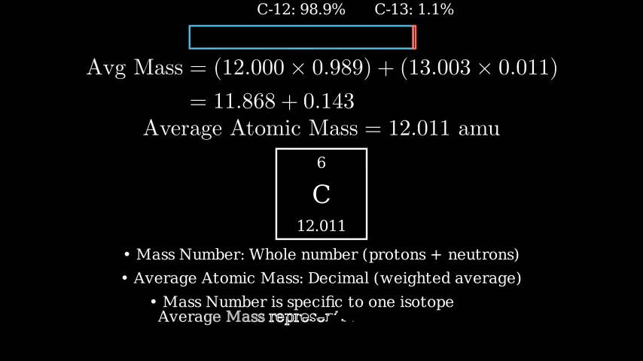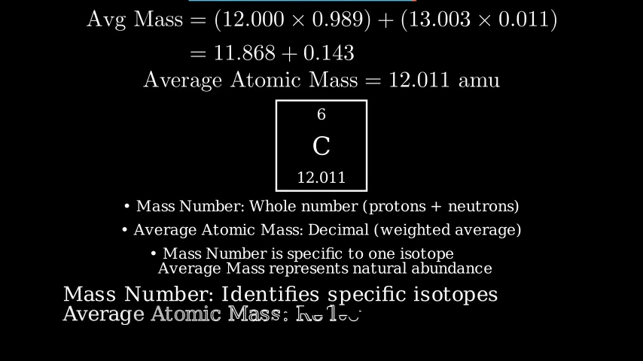While mass number is specific to one type of atom, average atomic mass gives us a more complete picture of how an element exists in nature. Understanding these differences is crucial in chemistry. While mass number helps us identify specific isotopes, average atomic mass helps us understand the natural composition of elements and is more practical for chemical calculations.